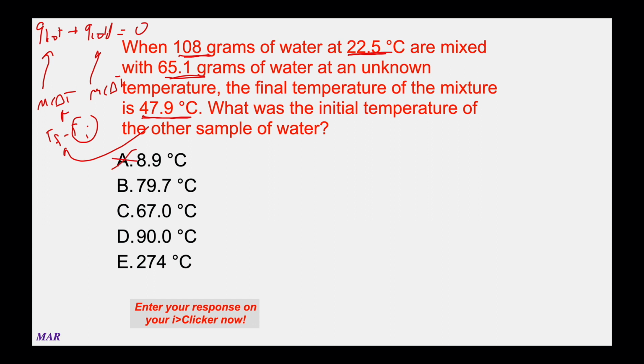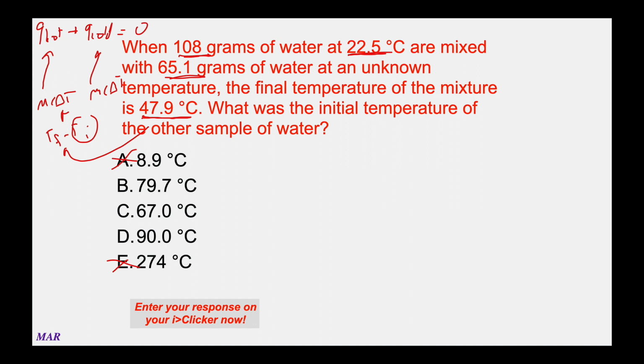8.9 does not make any sense here because that would be colder even than 22.5 Celsius. Also, it doesn't say anything about boiling water or boiling gaseous steam, and water boils at 100 Celsius. So 274 Celsius also doesn't make any sense. At 274 Celsius, we would expect our water to be a gas, not a liquid. We'd have to have a phase change, and mass times the heat of vaporization to figure out how that all works out. So the answer is going to be B, C, or D.